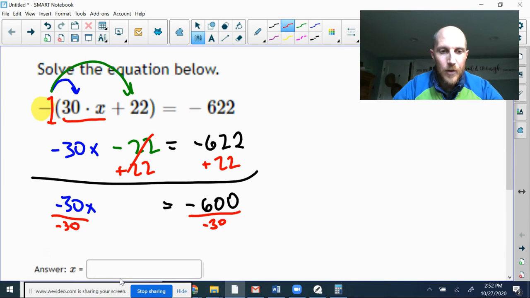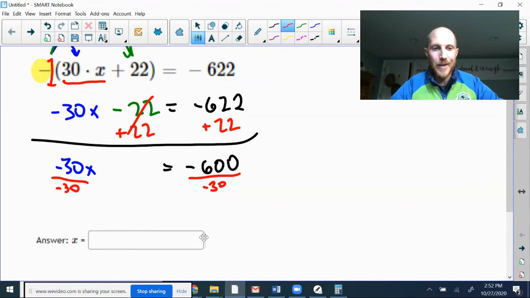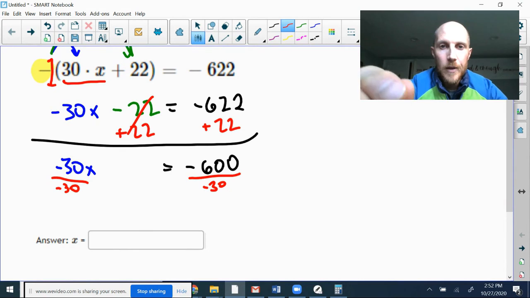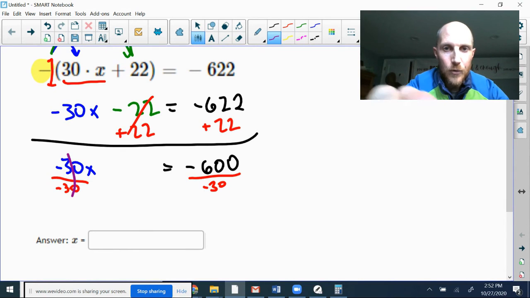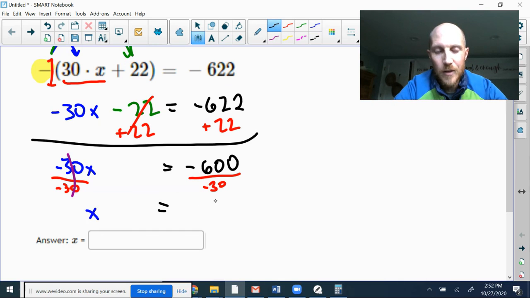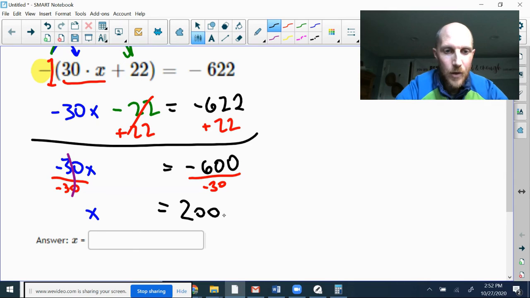Let's move this answer box down so I have enough room to actually get an answer. So -30 divided by -30 goes away. The x is still there. Equal sign comes down. -600 divided by -30 is going to give me 200. x equals 200.